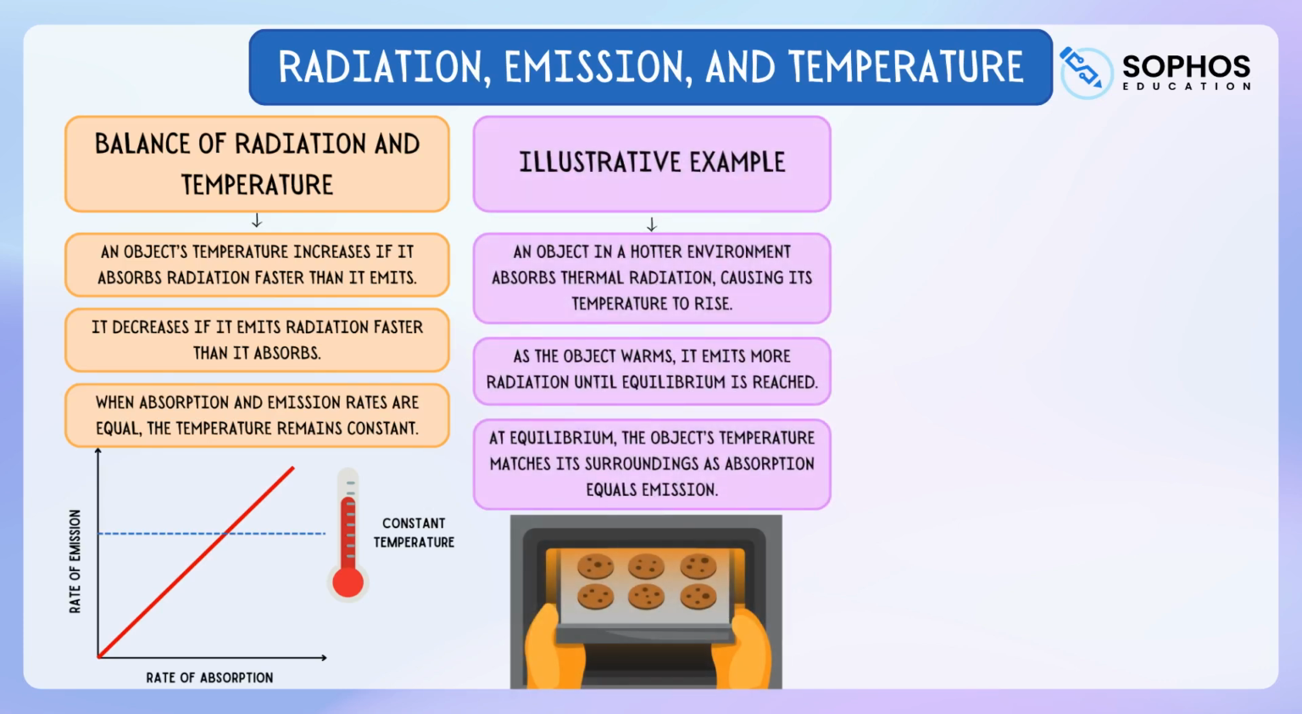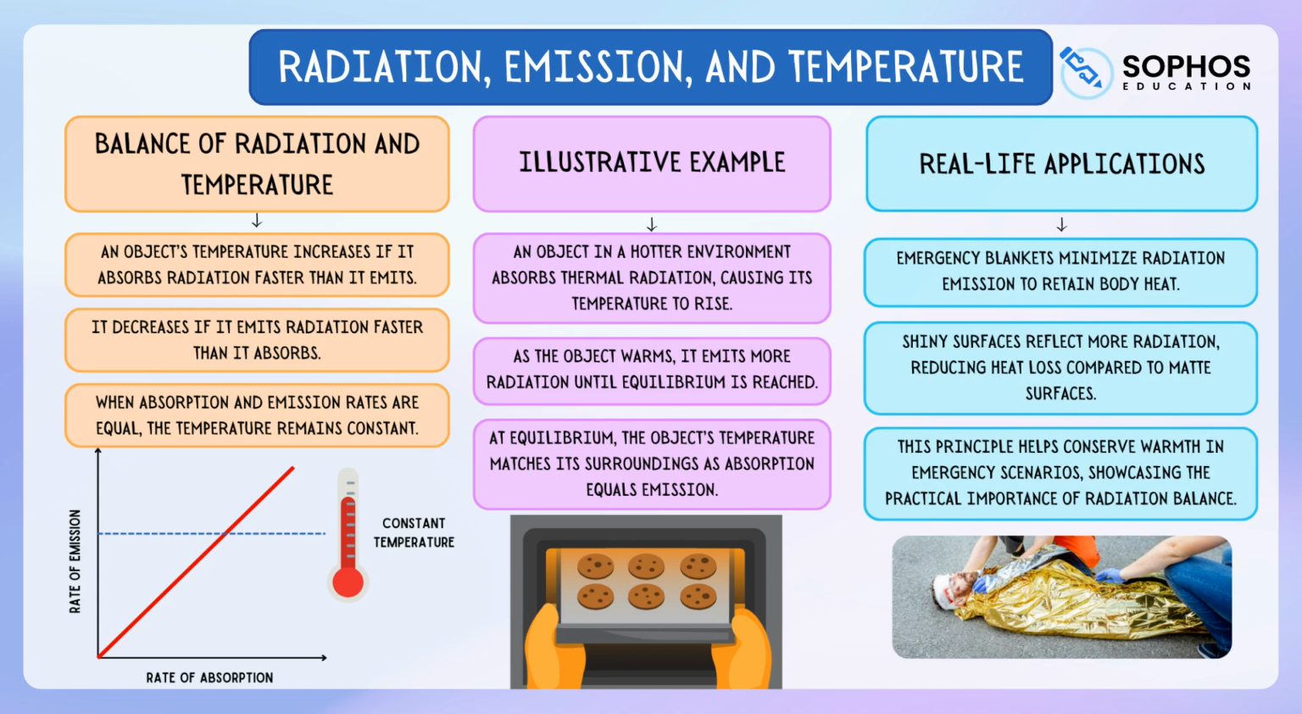We then illustrated this concept by considering an object placed in an oven, where it heats up until it reaches thermal equilibrium with its surroundings. Additionally, we explored practical applications, such as the use of emergency blankets by rescue teams to retain heat in accident survivors.